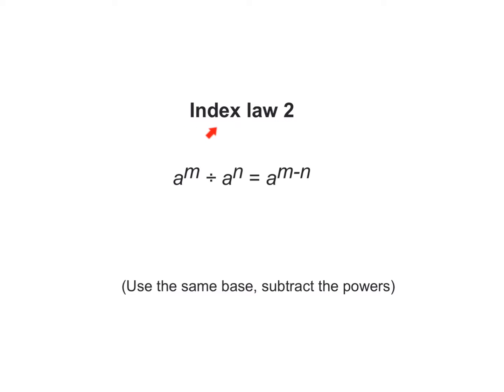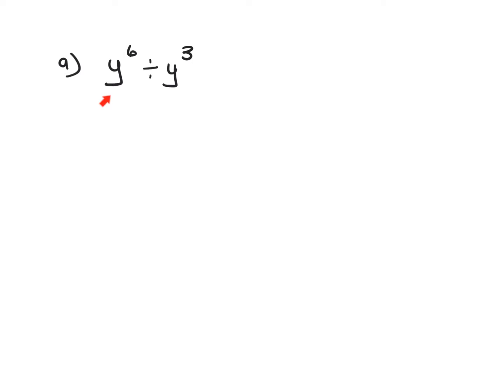Right, well, index law 2 has to do with division using the same base, and if we have the same base we can subtract the powers. Okay, so using the same base, subtracting the powers. Alright, so here we have y to the power of 6 divided by y to the power of 3. We have the y's, which are the same base, and then we have our powers. So this can be written as y, which is our base, 6 subtract 3. And it's subtract because we have a division over here. And that therefore becomes y to the power of 3.